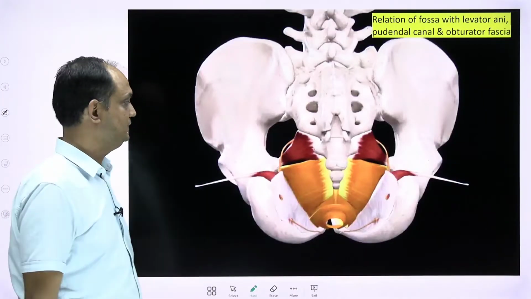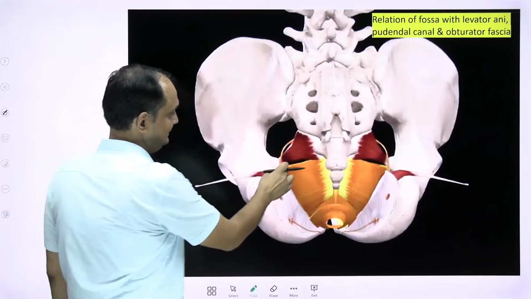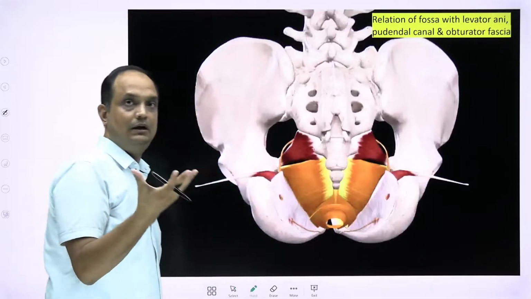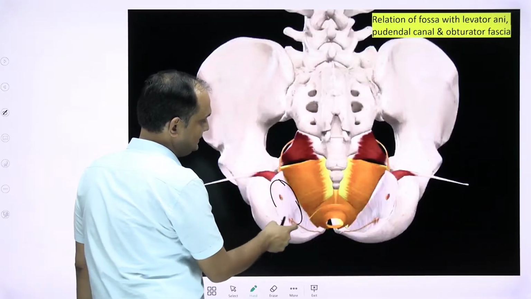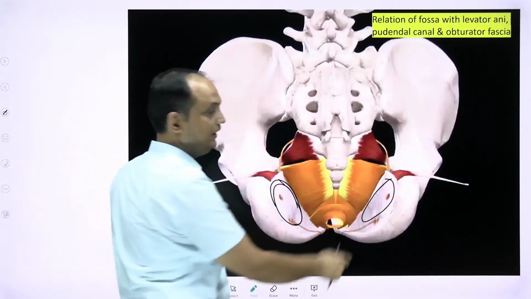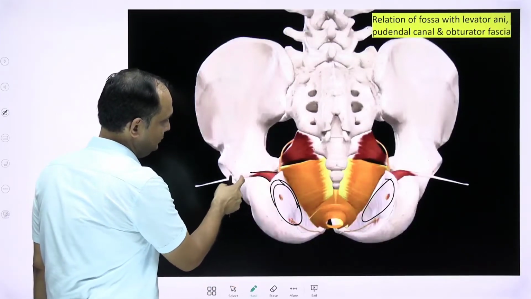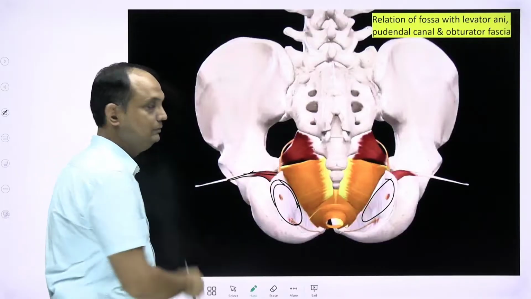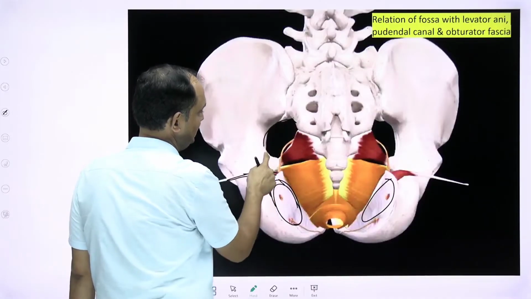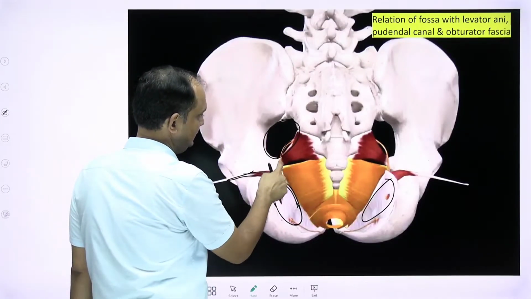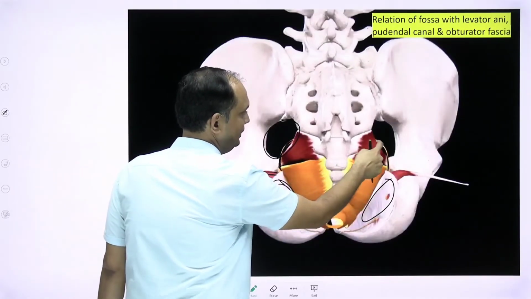pudendal canal and obturator fascia, you first find out that this is the posterior view of the pelvis, and you can see that this yellow color is your pelvic diaphragm. Now on both sides, it is covered by this white color area, and this white color area is actually the fascia of obturator internus. And you can see this obturator internus tendon coming out through the lesser sciatic foramen. Also you can appreciate this is the greater sciatic foramen, and through this foramen this nerve is coming out, and this nerve is again re-entering here, and this is your pudendal nerve.